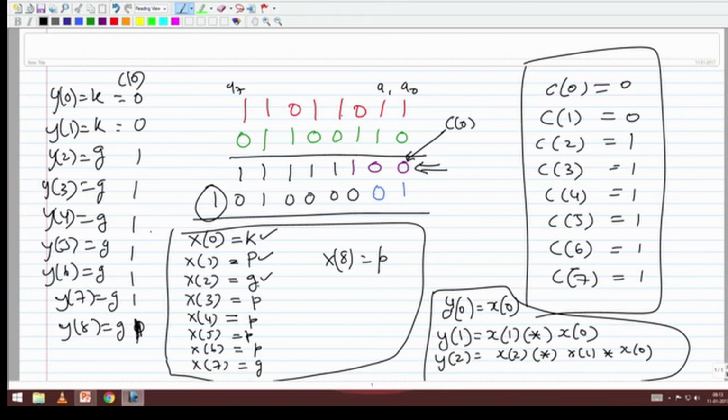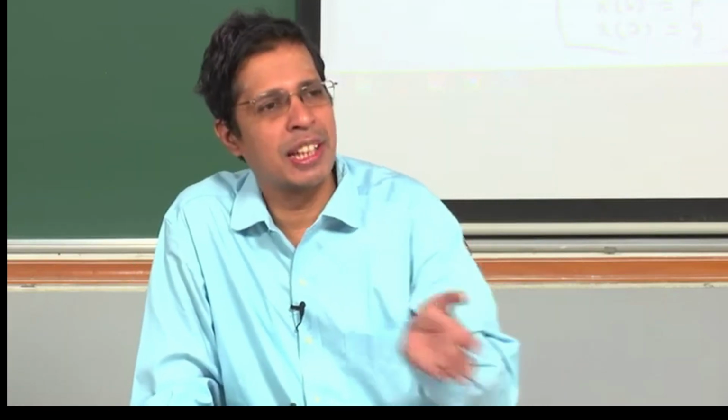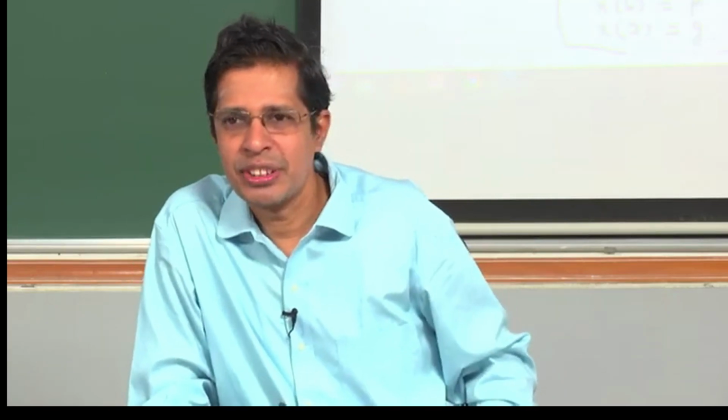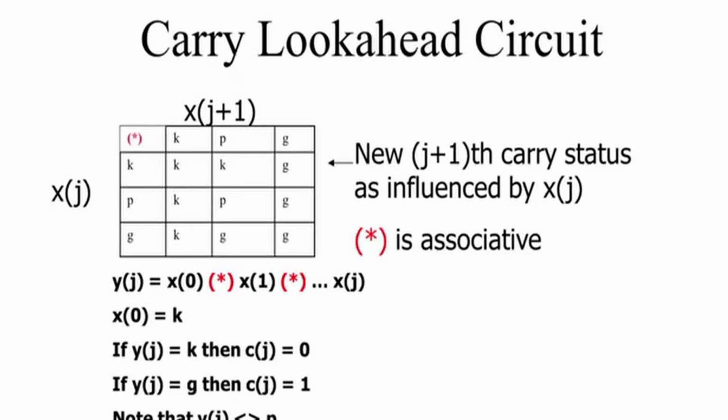This computation of y, what sort of computation is it? x0, x1 star x0, x2 star x1 star x0, first class. It is a prefix computation, correct? It is a prefix computation, right? The next thing is, please note that this star is an associative operator. It is a semigroup operator. Star is an associative operator.